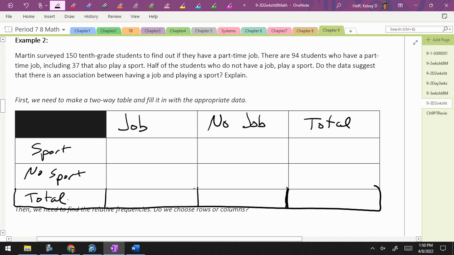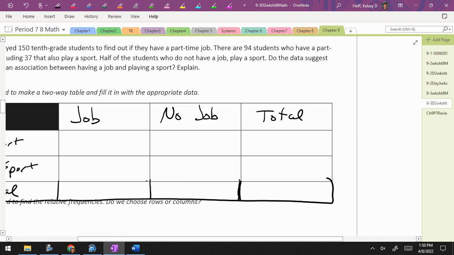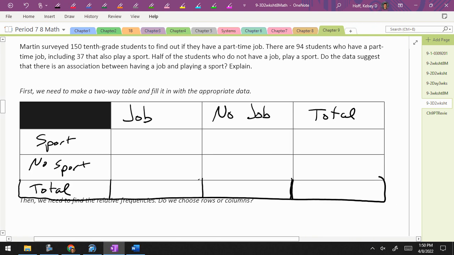All right, let's put some numbers in today. What you got? 150 would be the total. Very good. 150 is going to be your total. Surveyed 150 kids. 37 in the where? Top left. Okay.